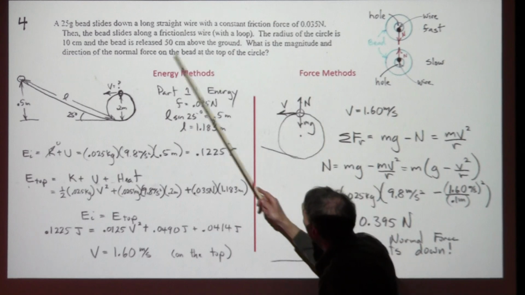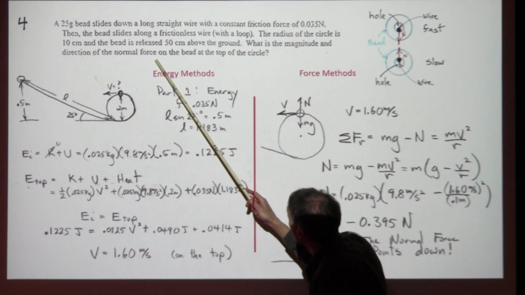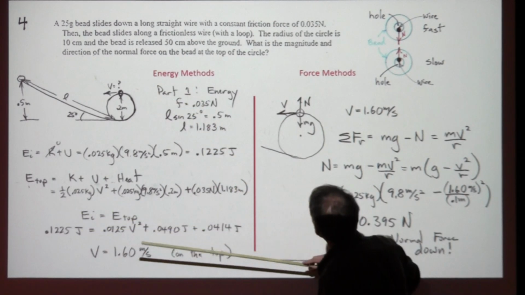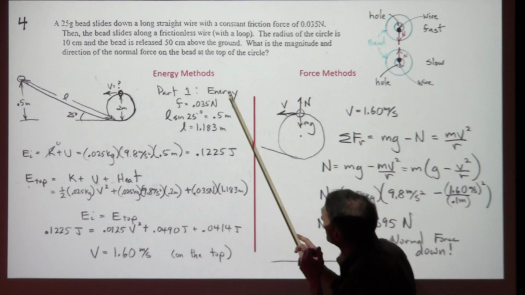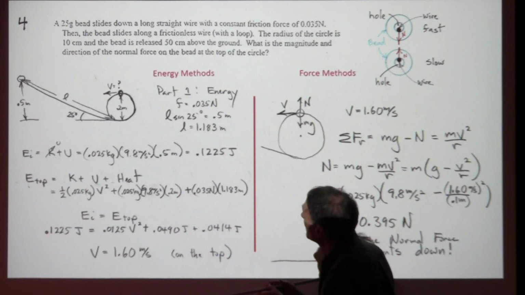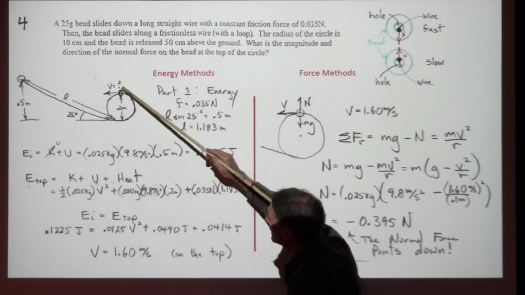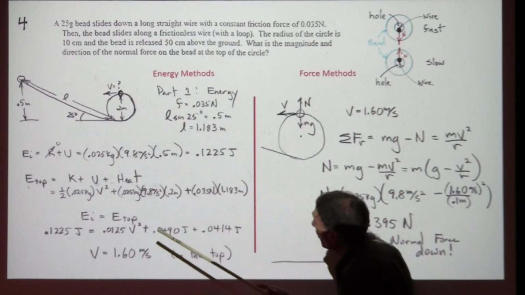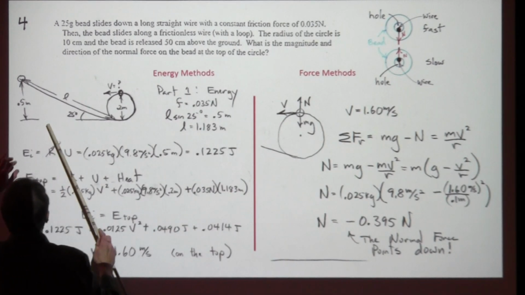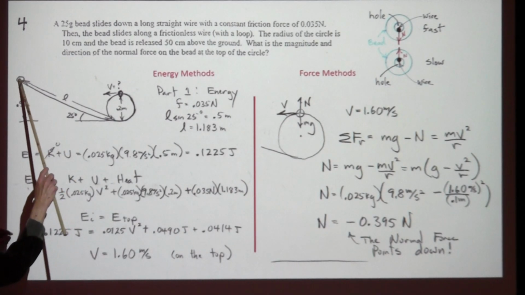Now, this idea, we need a normal force. We need a force, and generally this is not part of energy. We need to do some stuff with forces, but let's look first at this energy stuff. From this, we should be able to get the speed of the thing up on top. So part 1, we'll just look at the initial energy. The bead is up here.